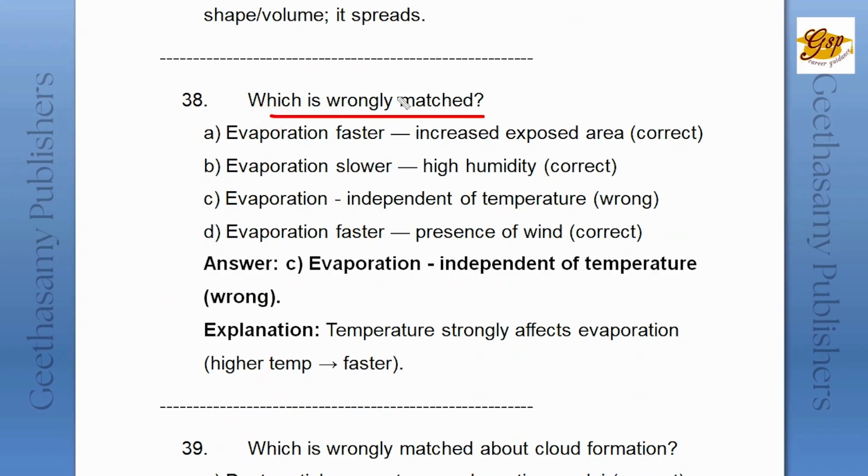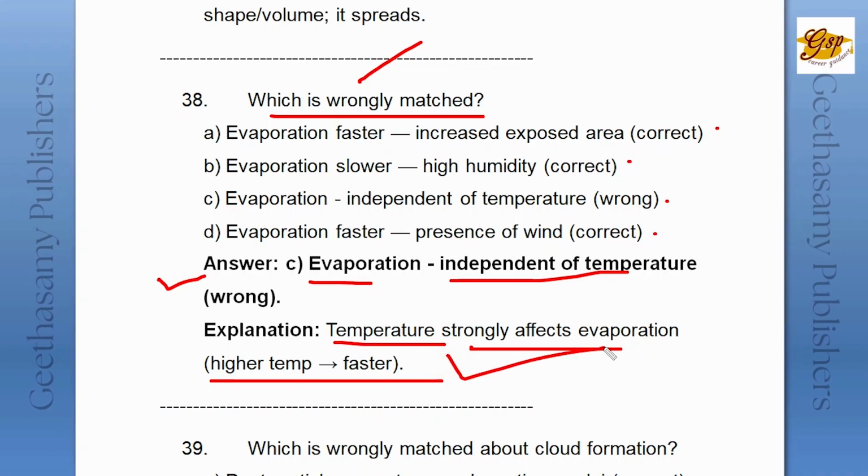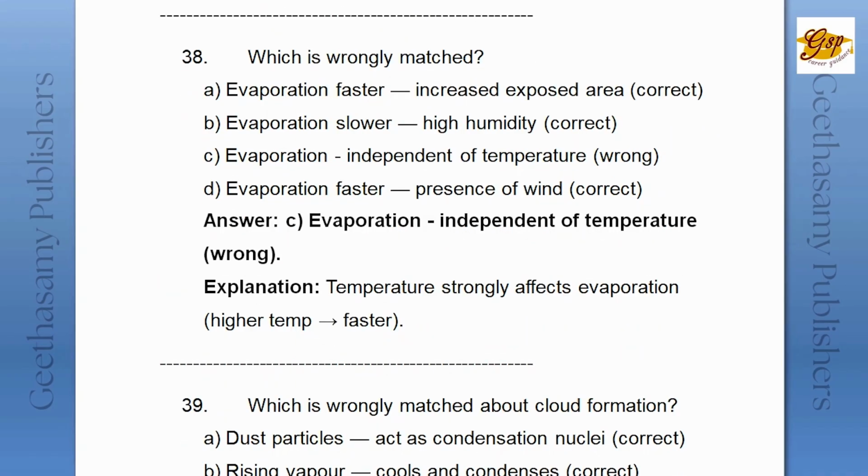38th question, which is again wrongly matched? Evaporation faster with increased exposed area, correct. Evaporation slower in high humidity, correct. Evaporation independent of temperature, wrong. Evaporation faster in the presence of wind, correct. So the answer is evaporation independent of temperature, wrong. Actually it is dependent. Temperature strongly affects evaporation, the higher the temperature, the faster the drying, right.